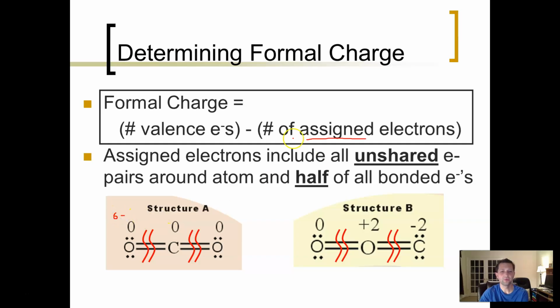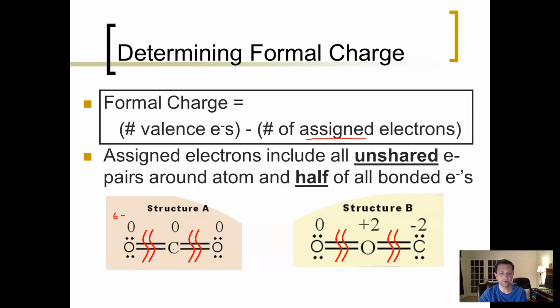Okay? We want to subtract the number of assigned electrons. How many assigned electrons does it have in this structure? Lone pairs only belong to the atom that they're on. Okay, so oxygen has 2 lone pairs. Those are 4 electrons. They belong 100% to oxygen only. But if you look at this double bond that's here, I have these little red squiggles that go through it to show us that half of that double bond we're going to assign to oxygen, and the other half we're going to assign to carbon.